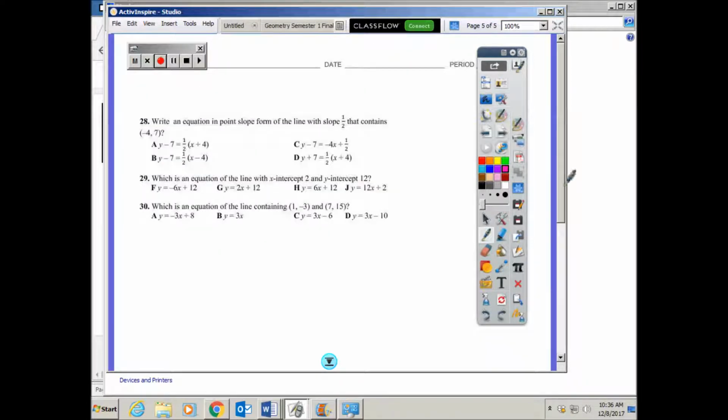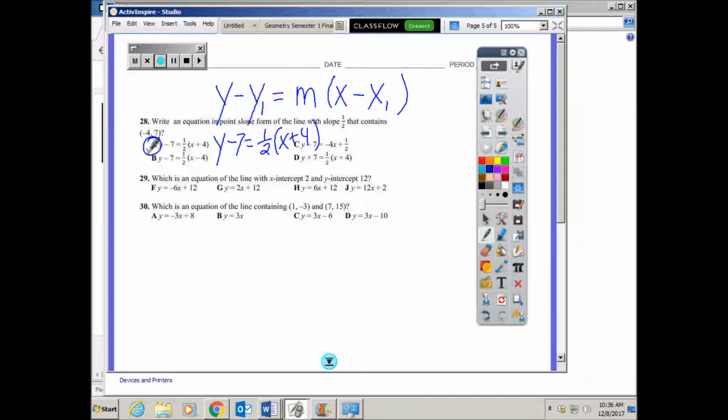Number 28. Write an equation in point-slope form. So if you don't remember point-slope form, y minus y1 equals slope times x minus x1. y minus 7. The slope is a half. x minus negative 4 is x plus 4. That's answer A.